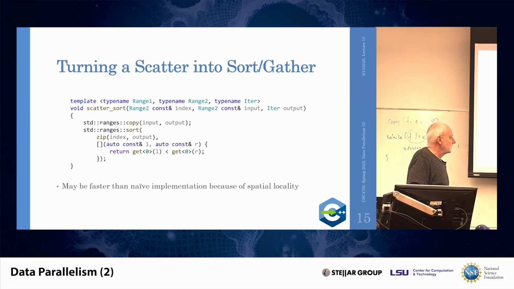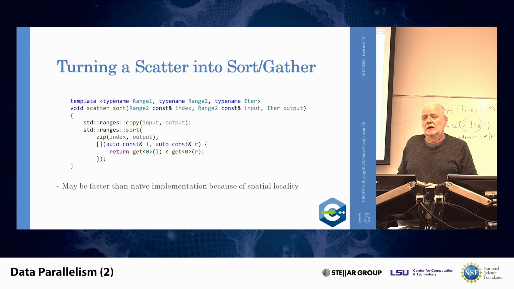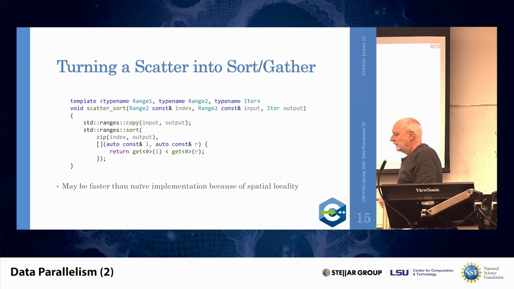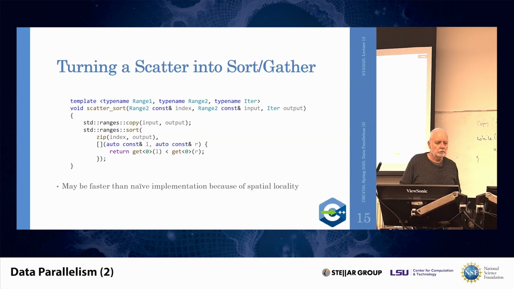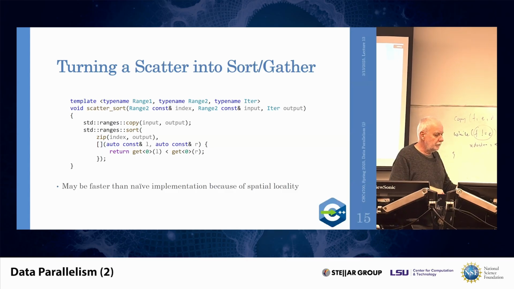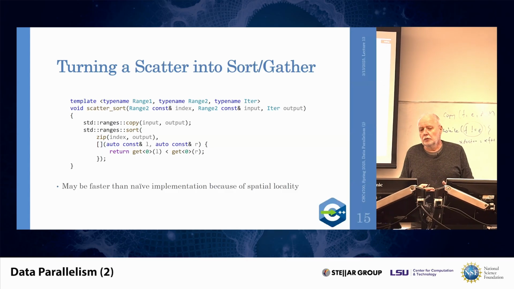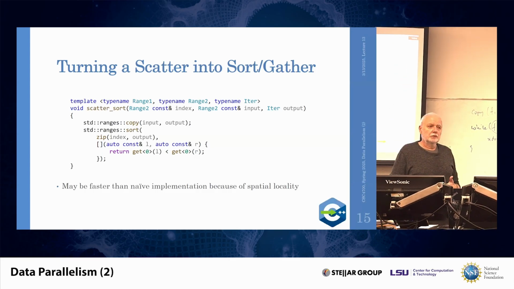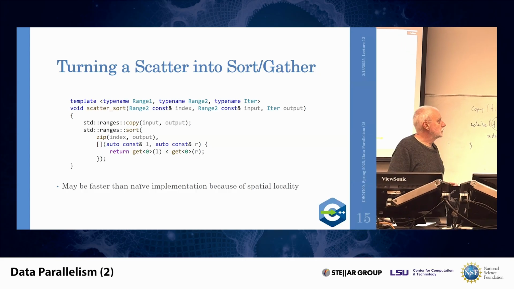That might be even faster than the naive implementation because of spatial locality. So again, and we will see that over and over again, there are many, many ways to implement things. And several of these operations you can do this way or that way. But whenever you're in doubt and you don't know which of those versions will give you better performance, the only way to find out is to measure it on your platform. Measure, measure, measure.